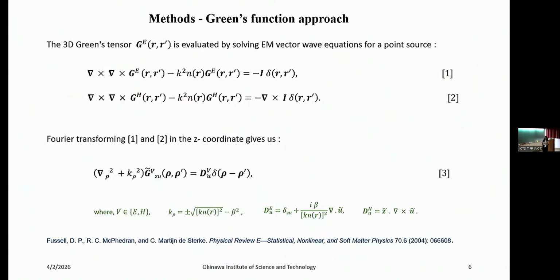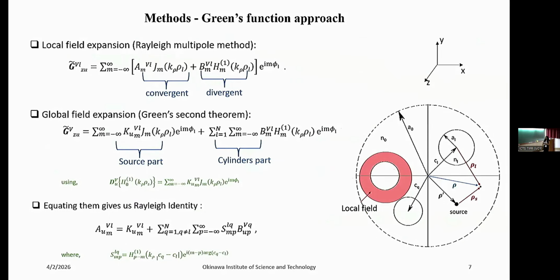To simplify the problem for our geometry, I take the Fourier transform in the z coordinate, which is along the fiber axis, which gives me this equation and simplifies my problem from 3D to 2D. Later I'll take the integral to convert it back to the 3D Green's function. So here is the full calculation of the Green's function. This method is valid for any number of fibers.